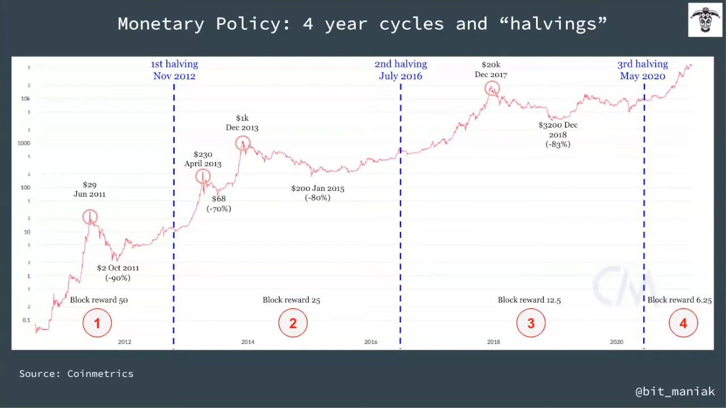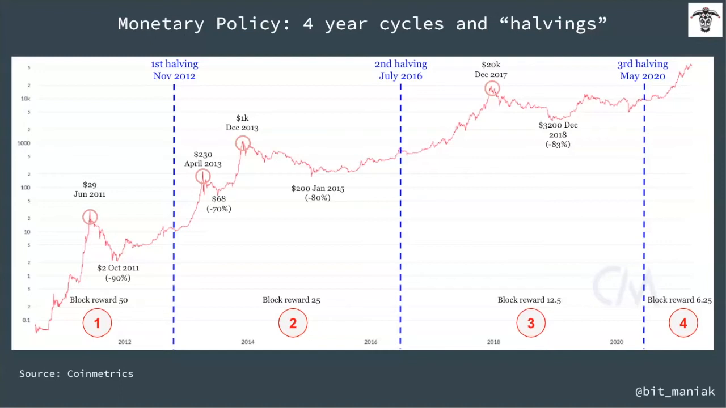So the way it works is that before November 2012, miners were rewarded with 50 Bitcoin every time they mined a block. After November 2012, that block reward was half as much, so 25 Bitcoin. And so that's why we call it a halving. So that's how the block reward went from 50 to 25 to 12.5 to 6.25 today. These halving events are the catalysts that define phases in Bitcoin's history. So we've had 4 phases so far, which I've numbered 1 to 4.